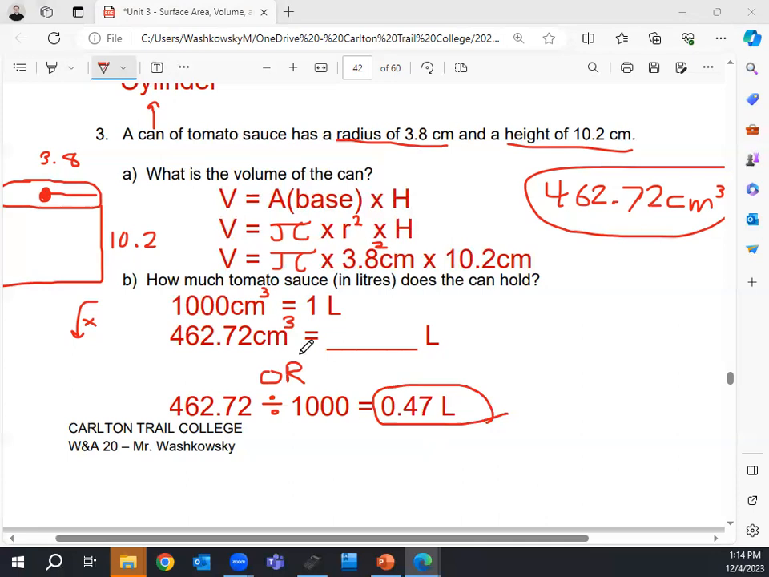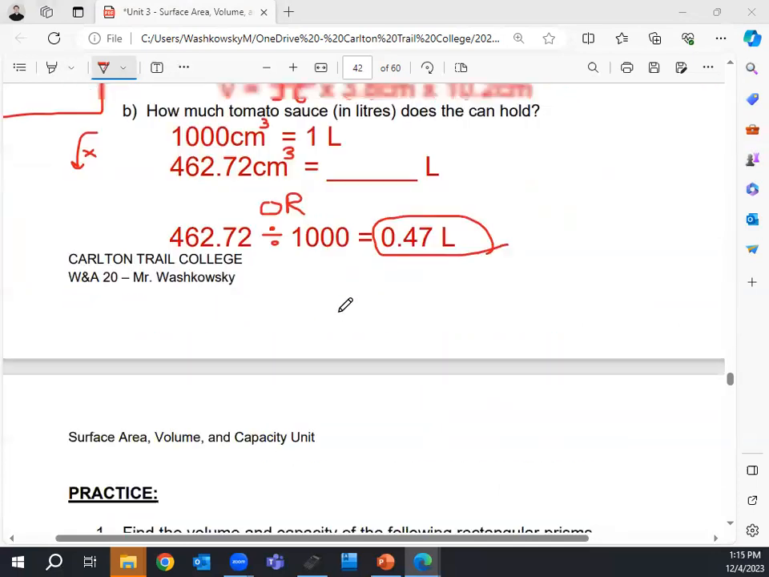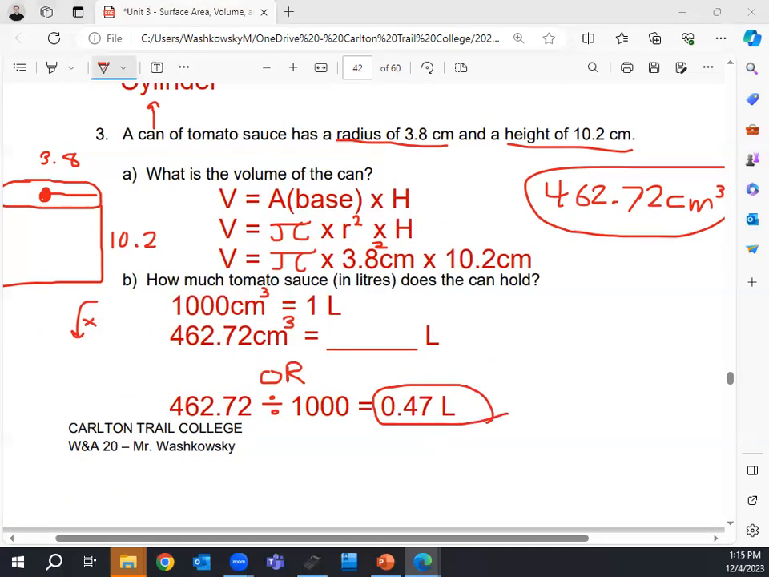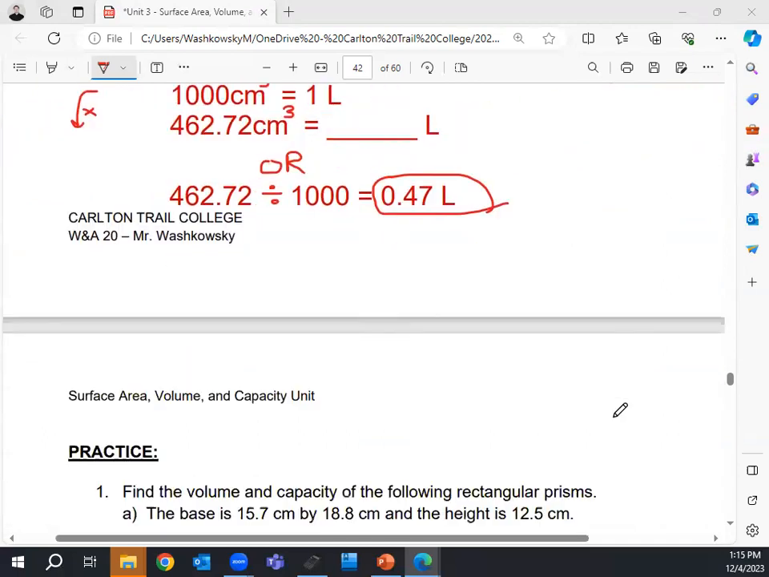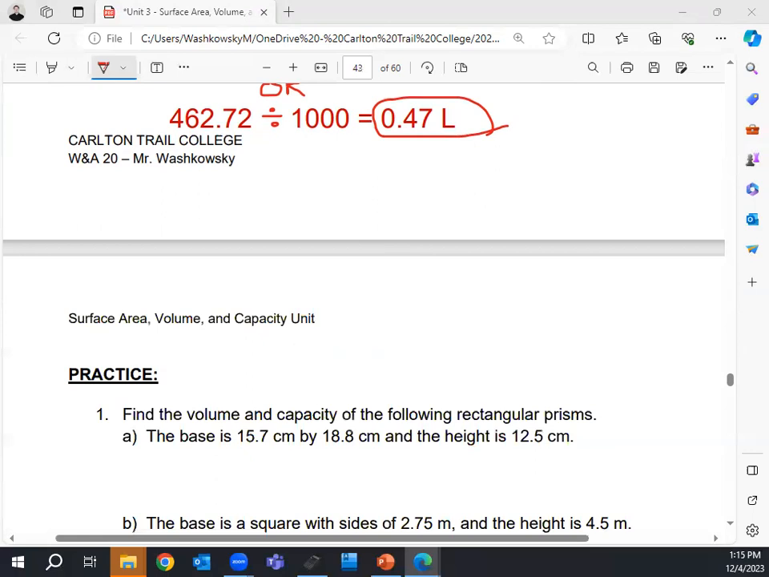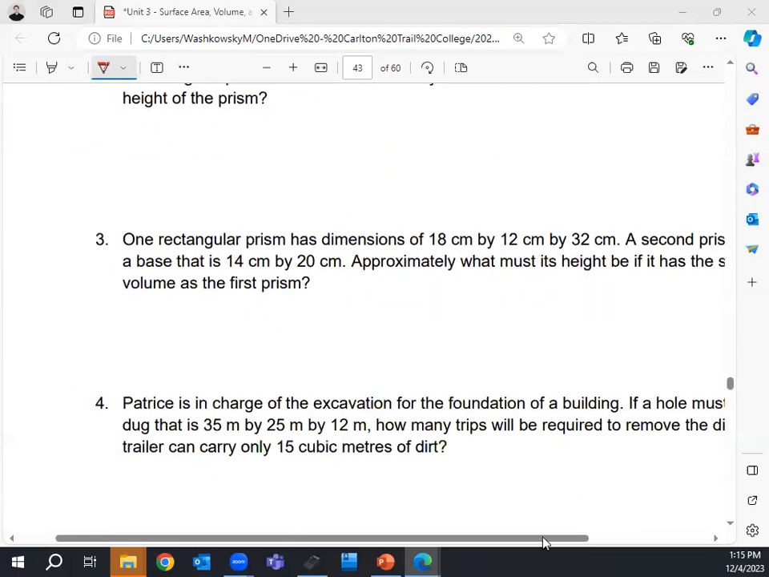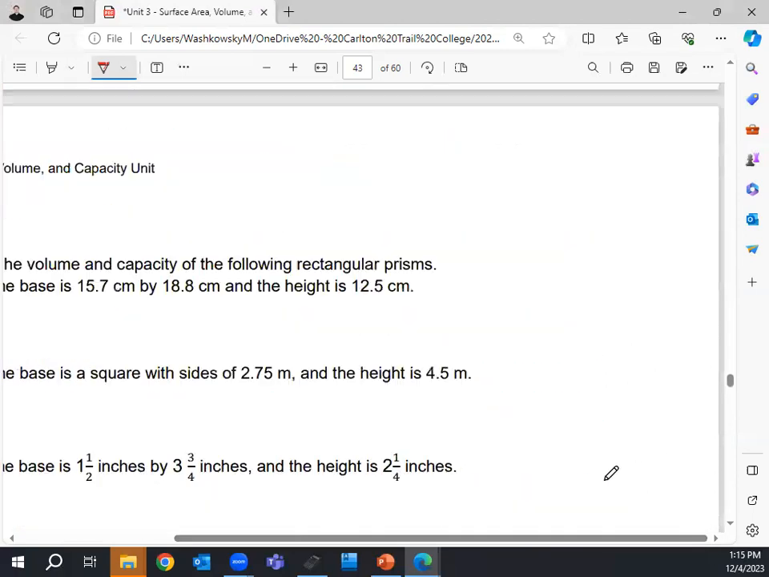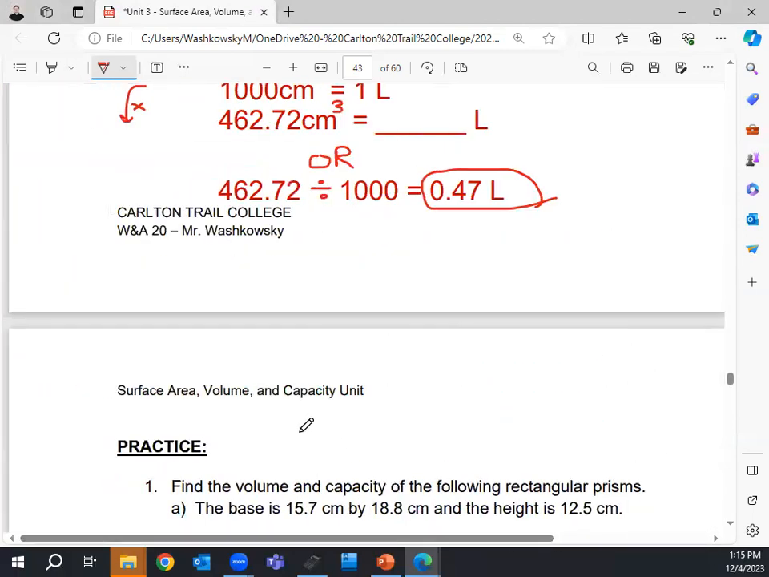Okay, so that's it. We're just really looking at prisms and cylinders right now. Tomorrow we'll probably look at spheres, cones, and pyramids. So we'll finish up this unit tomorrow. Probably, maybe. But for now, you guys can work on these practice questions. What page is this? 42. So you can work on the questions from 42 to 48.